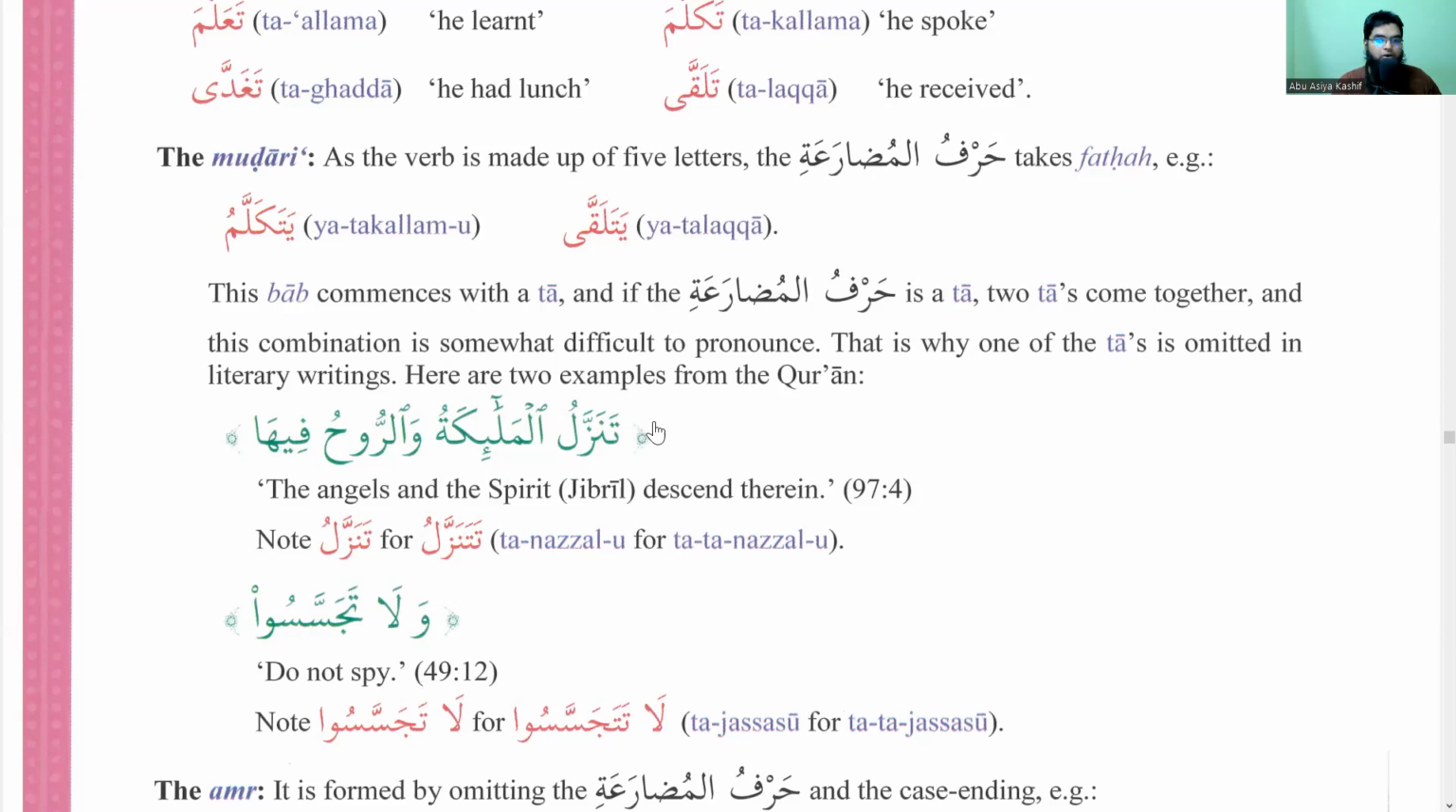Here are two examples from the Quran. Tanazzalul malaikatu. See, tanazzalu. So the verb was what?